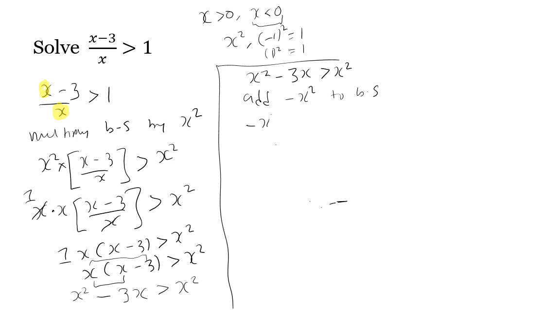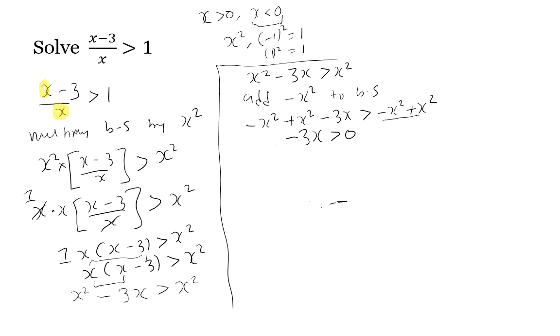So we'll have minus x squared plus x squared minus 3x on this side, greater than, and here I will still have minus x squared plus x squared. Minus x squared plus x squared will just be 0, so we'll just be left with minus 3x. Here will also be 0. So we'll just have minus 3x is greater than 0.